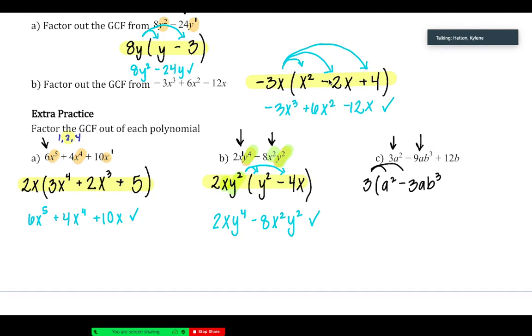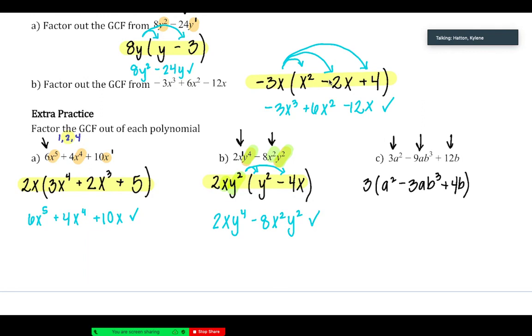And then 3 times what is going to get me to 12b? I have to do 3 times 4 to get to 12. And then I also have to multiply in a b because I'm not starting with any variables. So 3 times 4b would get me back to 12b.